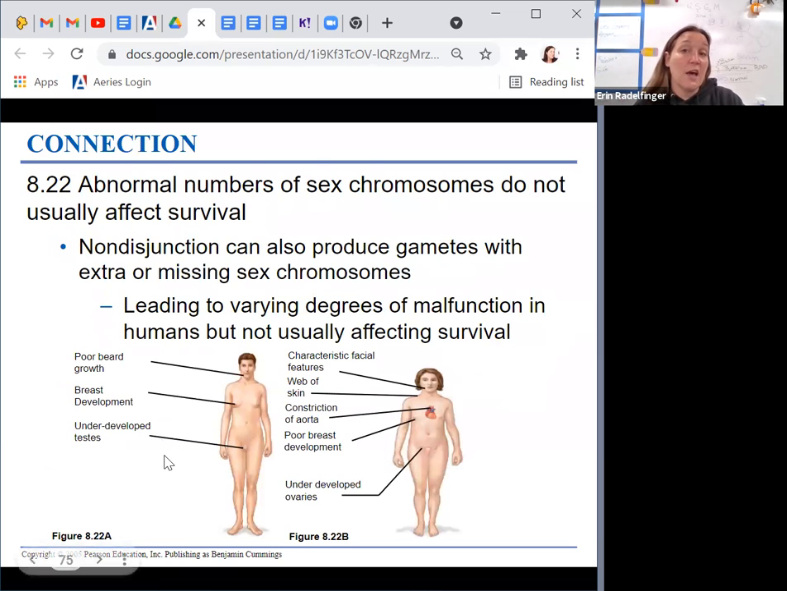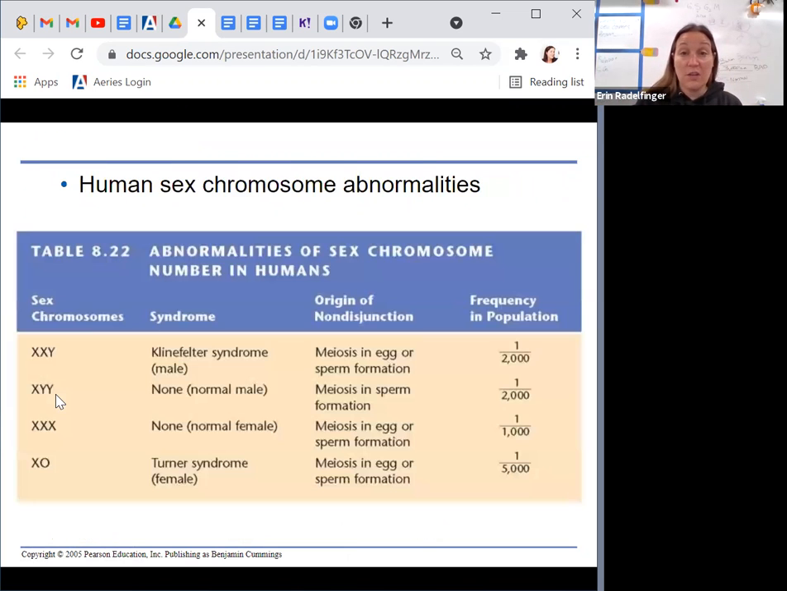There are other disorders that come from having different numbers of sex chromosomes. Nondisjunction can actually produce gametes that have an extra X, an extra Y, or maybe they're even missing one of their sex chromosomes. And so there can be results of that, like poor ability to grow a beard, or maybe they develop breasts instead of underdeveloped or regularly developed testicles. All of those things can happen as a result of trisomy or nondisjunction. Here are some examples of human sex chromosome disorders that happen as a result of nondisjunction: Klinefelter's and Turner syndrome. But you'll notice that sometimes when you have trisomy or an extra set of chromosomes, it has no effect overall.